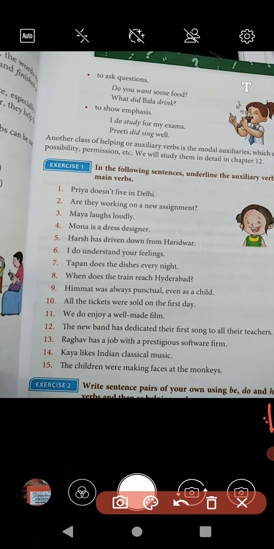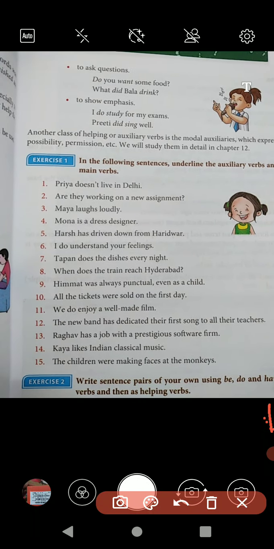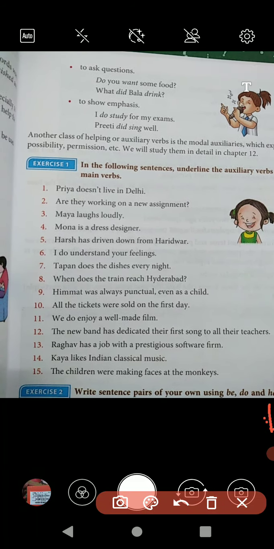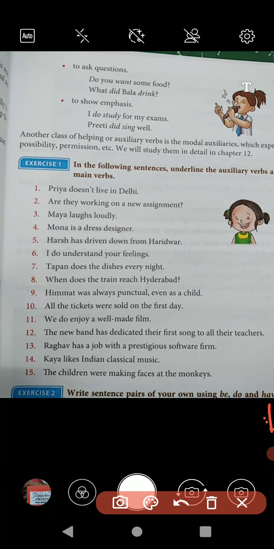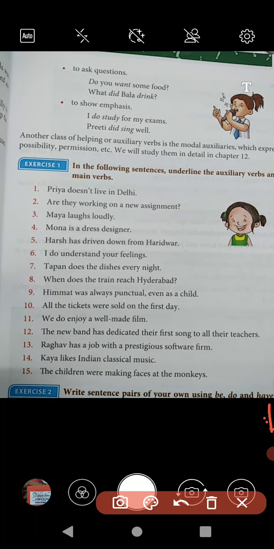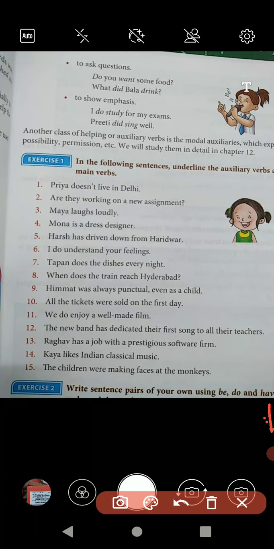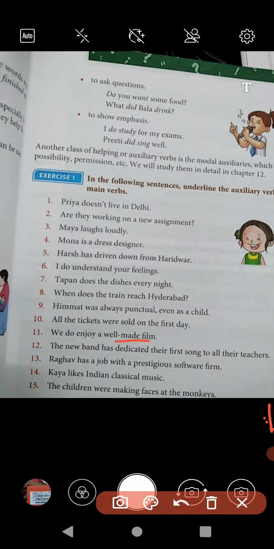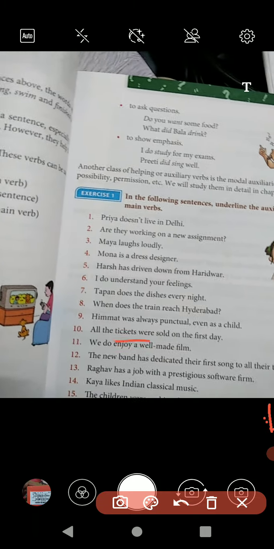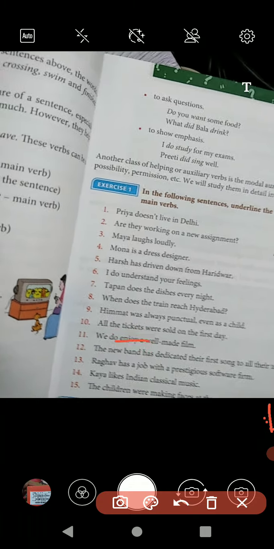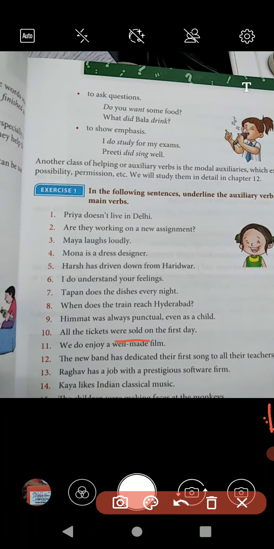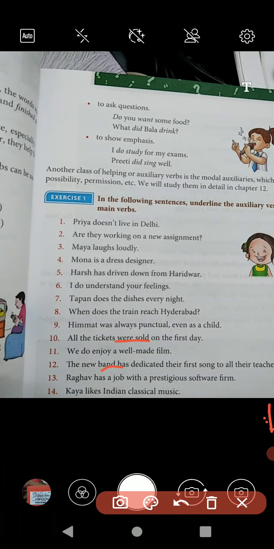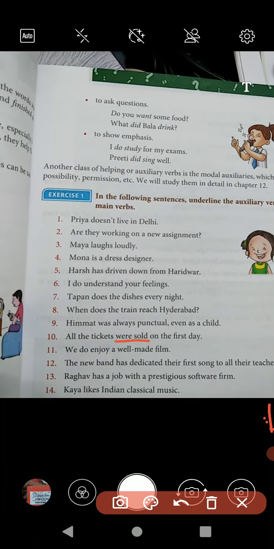Next sentence, the new band has dedicated their first song to all their teachers. So in this sentence we have two verbs. The main verb is dedicated. What did they do? They dedicated their first song to all the teachers. And we have the auxiliary verb, that is has. The main verb is dedicated and the auxiliary verb is has.